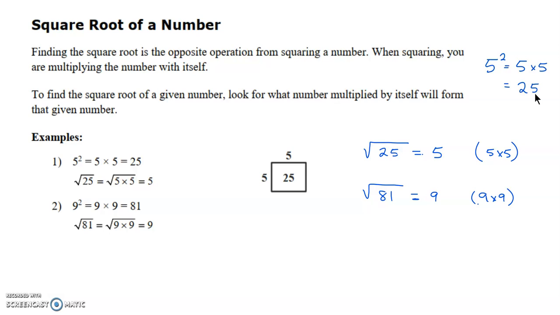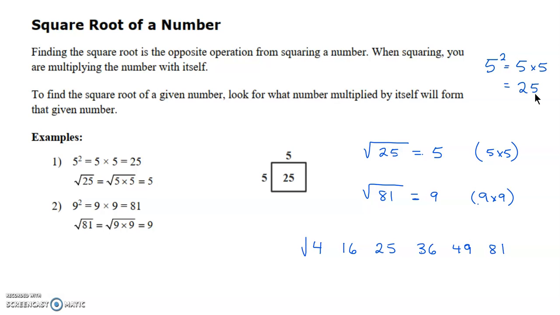So some perfect squares that are very common for us are 4 and 16, 25, 36, 49, 81, and there are many, many more.